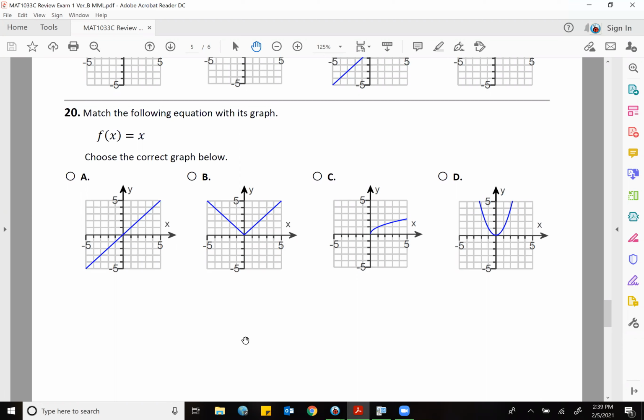Is it A? It is A. That is a linear function that I gave you. That is a linear function. Give me just a moment to get mine graphed.